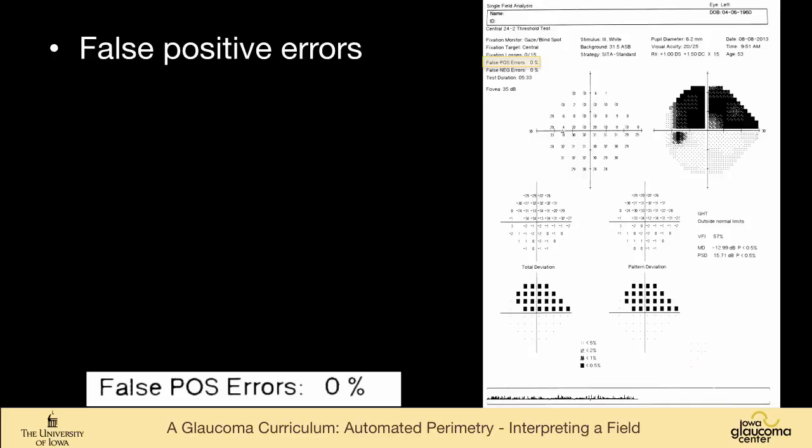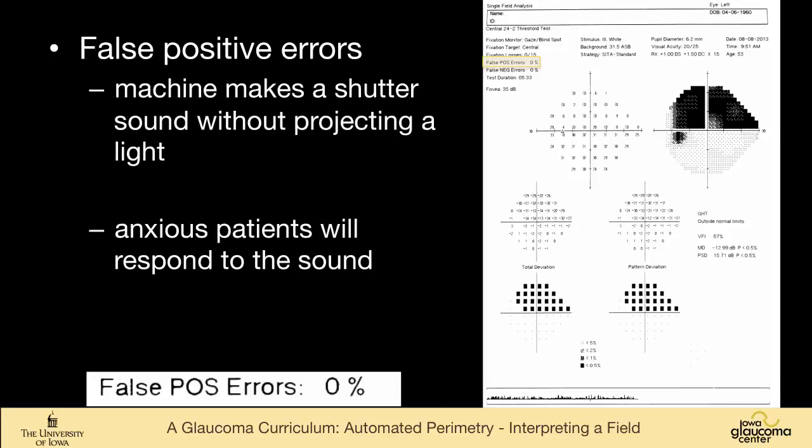False positive errors are a very important source of uninterpretable visual fields, and they are often, unfortunately, interpreted, so hopefully we will get you to the point where you won't accidentally interpret a false positive field as being pathology. In the test for false positivity, the machine makes a sound like a shutter sound without projecting a light. And patients who are anxious, people always think that they're going blind, and so they might be very trigger happy. If they push too often, then those are called false positive errors.